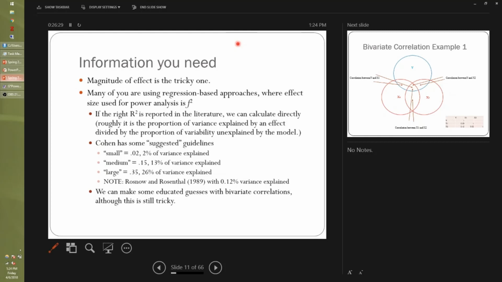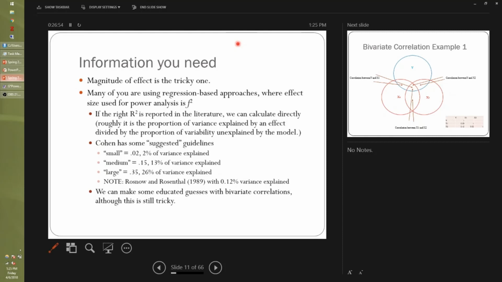You can also go to these suggested guidelines, where a small f is 0.02, a medium f is 0.15, and a large f is 0.35. And Cohen's got a bunch of these guidelines for all the different effect sizes. I don't like them. I don't think they mean anything, because what a small, medium, and large effect means is something really different depending on the context.